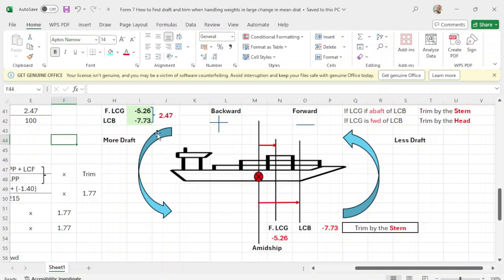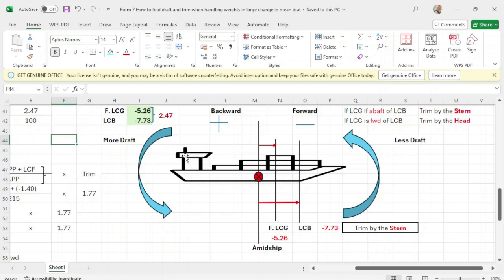So that's why the arrow goes down, because the gravity pull of the weight will put this stern or upper part of the vessel down. It will push it downward. That's why it's counterclockwise, and this one will go up. Okay, so take note of that.